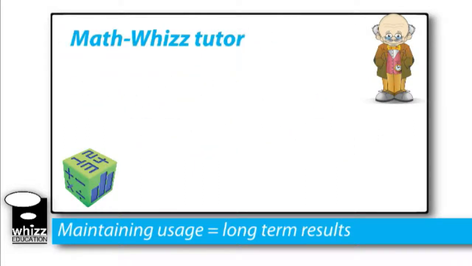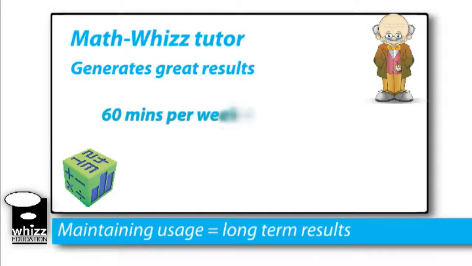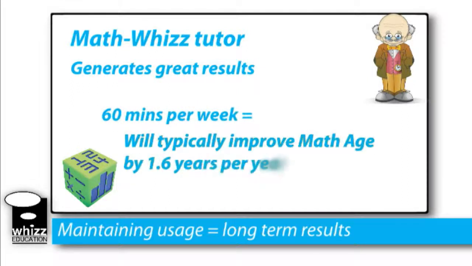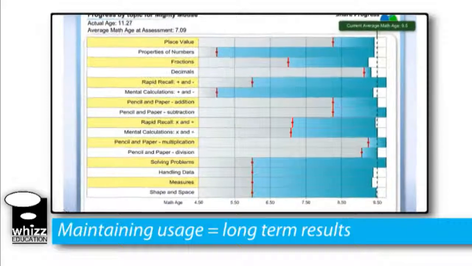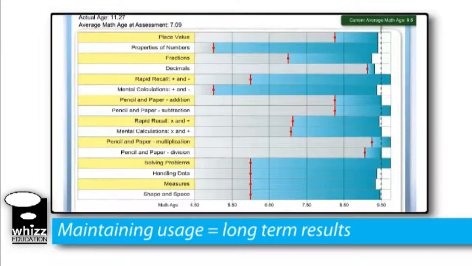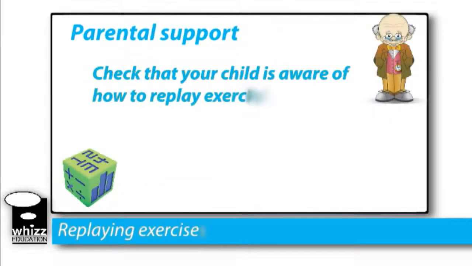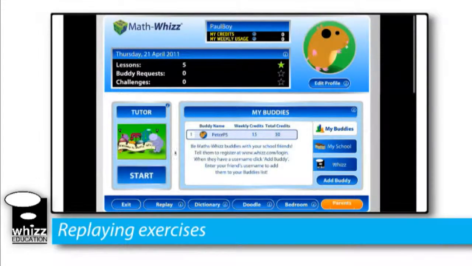The Whizz tutor is shown to generate great results. 60 minutes a week will see your child's maths age improve typically by 1.6 years in the space of a year. That represents great progress. As a parent, you want to make sure that that progress is sustainable and reinforced. One of the things you can do as a parent is check that your child is aware of how to replay exercises they've already passed in tutor mode. Your child can do that by going to the console and clicking on Replay.